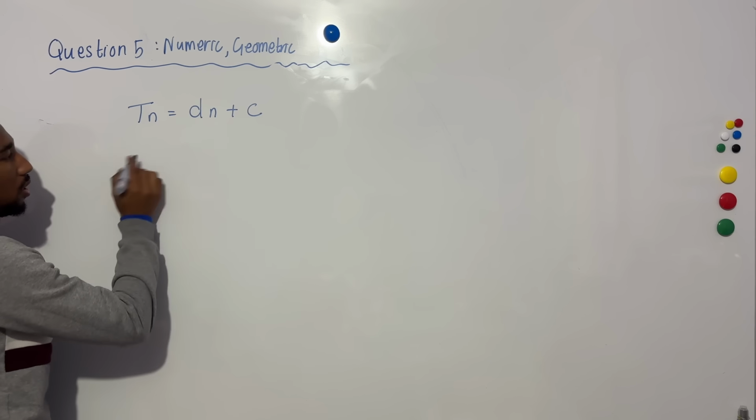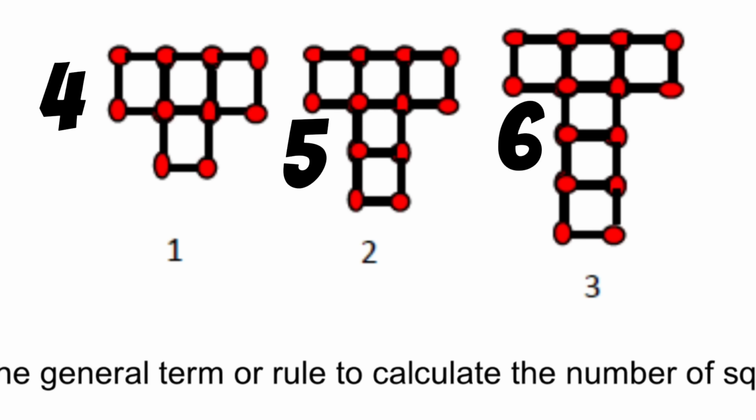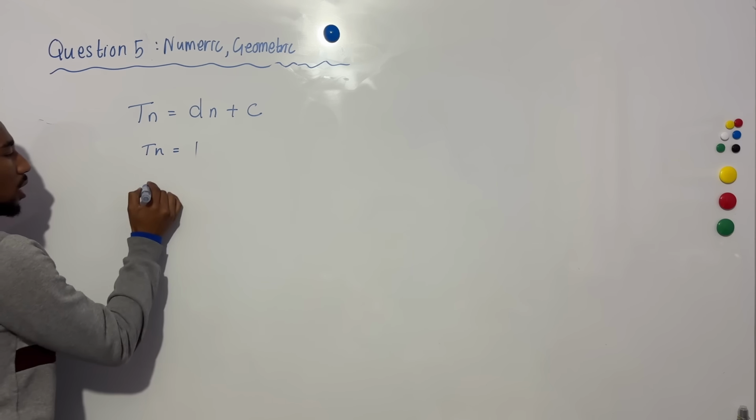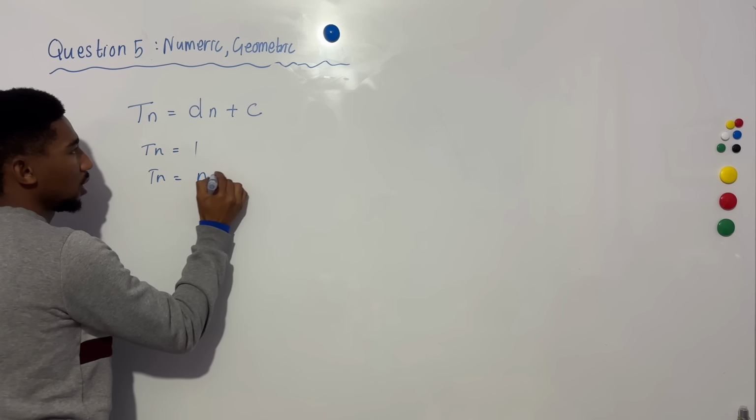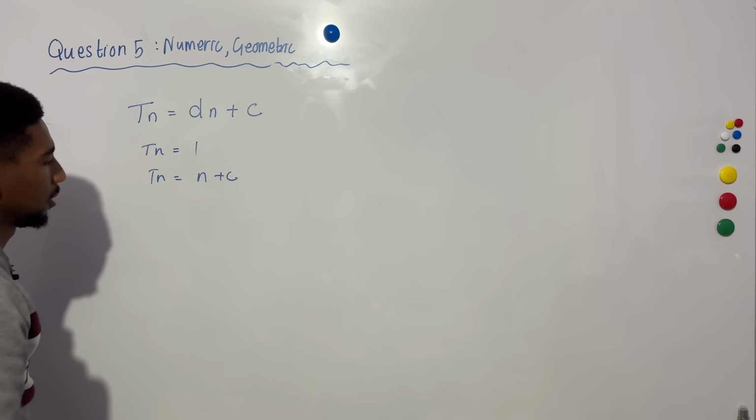So firstly, d, you can say Tn, the difference. Okay, we look at 1, 2, and 3. We see that it's 4, then it is 5, then it is 6. What I'm referring to is the number of squares in each figure. So the difference is 1. So then I now have Tn equals n plus c. It's 1n, but I'm just going to write n.